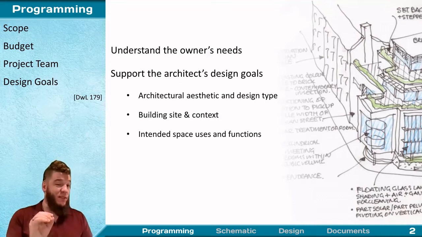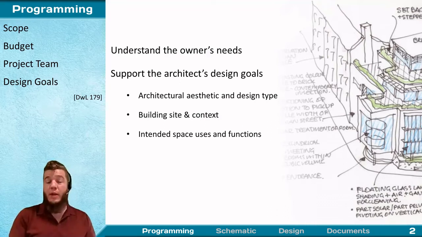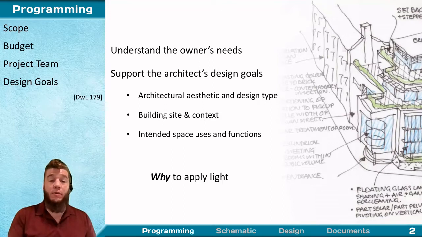And then finally, this is the most important one for your projects: define the intended space uses and functions. And that's important because that's going to educate what we define our visual tasks to be. So essentially, programming is the why you apply light. So why do you apply light to anything in your project?